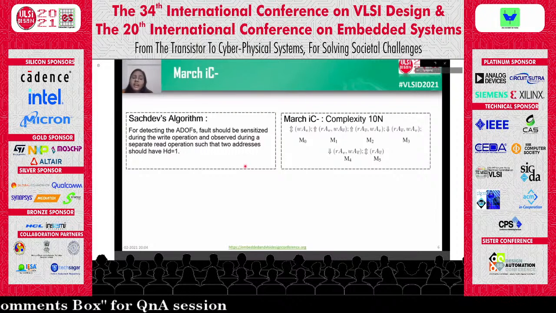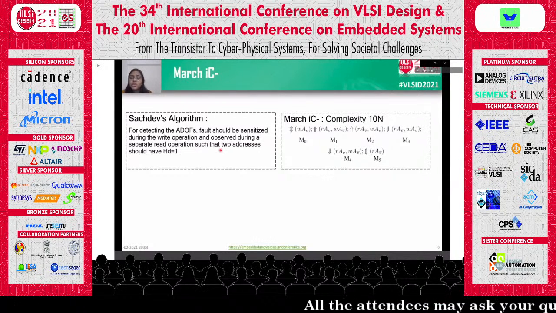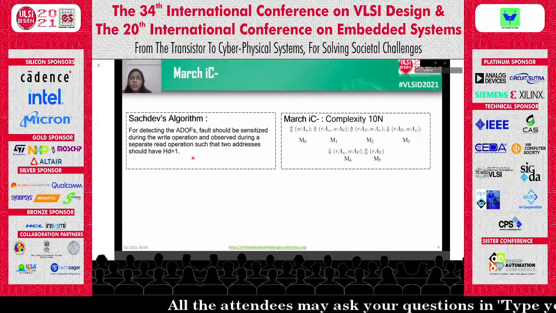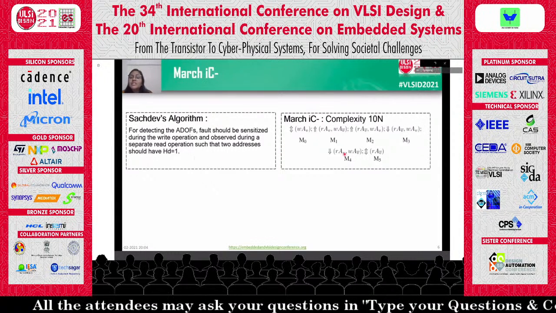To detect any ADF, the fault should be sensitized during a write operation and observed during a separate read operation, such that the two addresses have a Hamming distance equal to 1. Through an example, I'll explain in detail the meaning of Hamming distance equal to 1 in the next slide. First of all, I would like to explain March C minus.